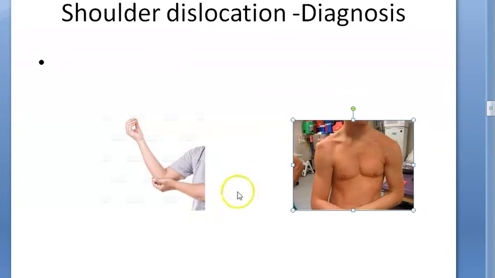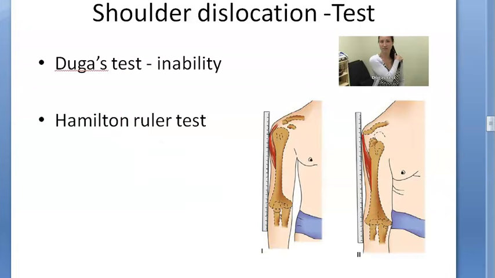How will you diagnose? You will see that the round contour of the shoulder is lost, it would have become flat. This person will come with a shoulder abducted, away from the body, and elbow is supported by the opposite hand. There is pain and inability to move the shoulder. Then there will be fullness just below the clavicle, okay, because of the head of the humerus, right? So then what else will you check?